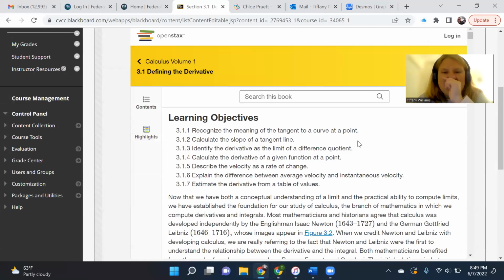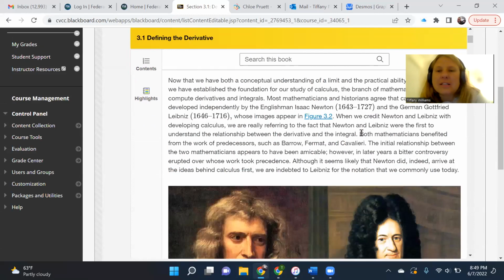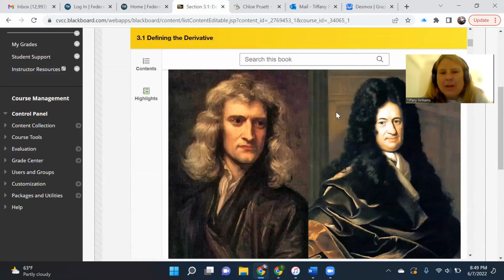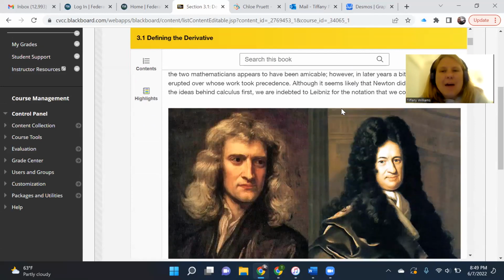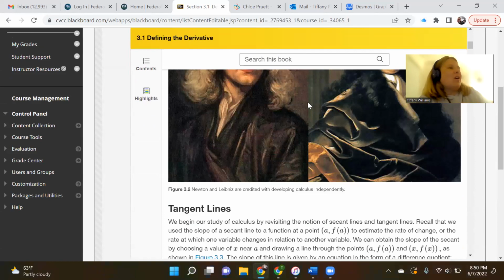So section 3.1 starts off with this discussion between the two mathematicians, Sir Isaac Newton and Gottfried Leibniz, who are really the two people who are credited with coming up with calculus. There's kind of an argument as to who did it first. It looks like Newton here on the left probably came up with it first, but it's Leibniz's notation that we use today. So a very common argument in the math and physics world there.